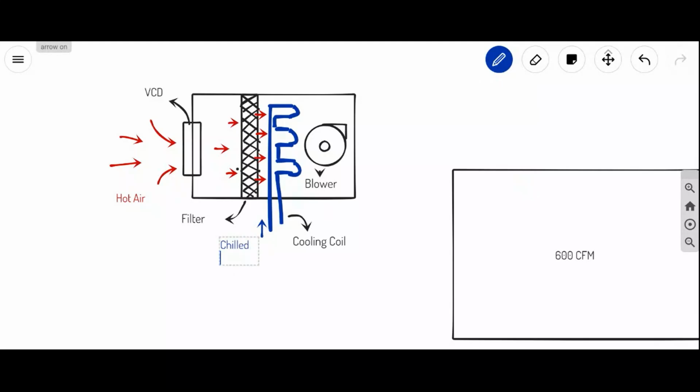Chilled water solution. We are supplying chilled water solution. The water solution may be around 5 degrees centigrade. Just assume 5 degrees. And this air temperature is around 40 degrees centigrade. Now, this air should cool down.